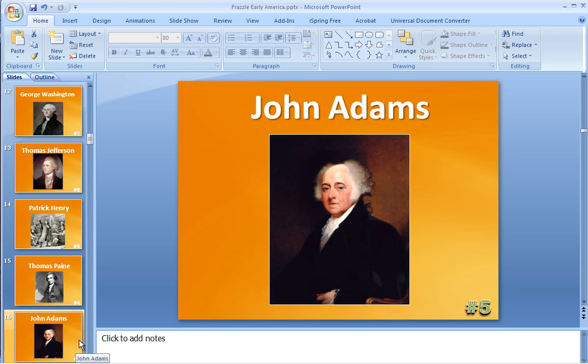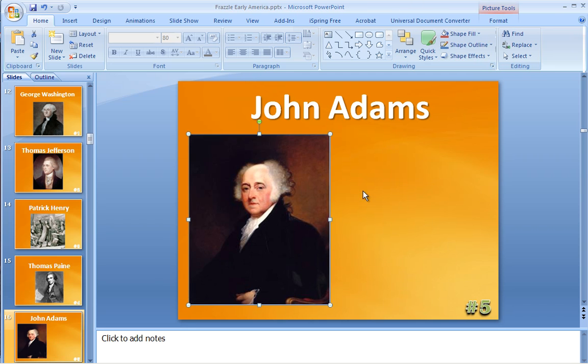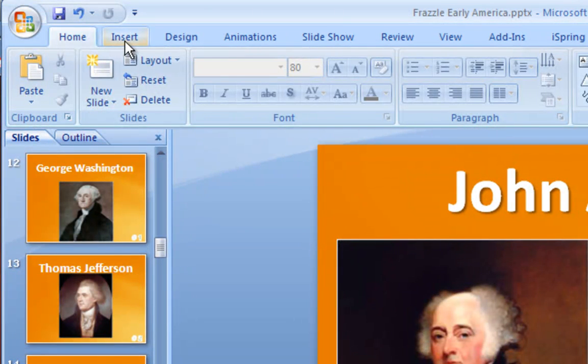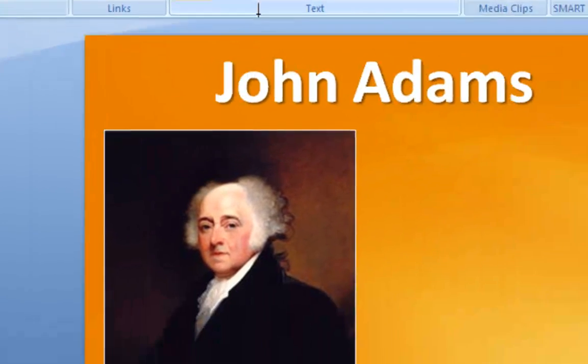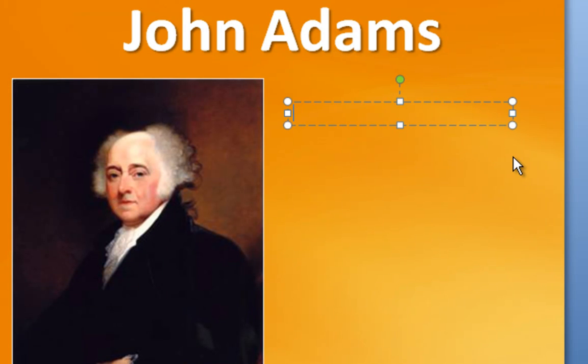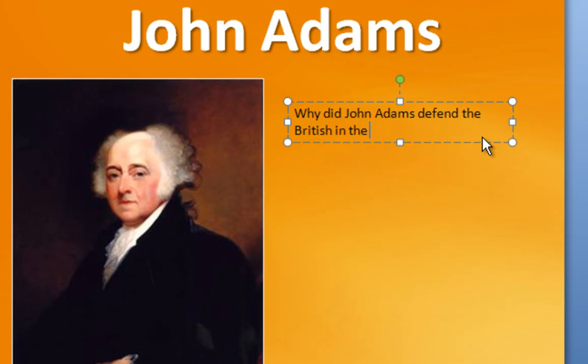Now you can have just the name of the individual in the picture, but you can also include more. You may want to prompt yourself for questions that you may want to ask the students during the review session. So we're going to move the image of John Adams over here to the left a little bit, and then we're going to insert a text box. Click on Insert and go to Text Box. And then in here, we're going to put in some questions that will prompt ourselves. So we're going to type in, why did John Adams defend the British in the Boston Massacre?